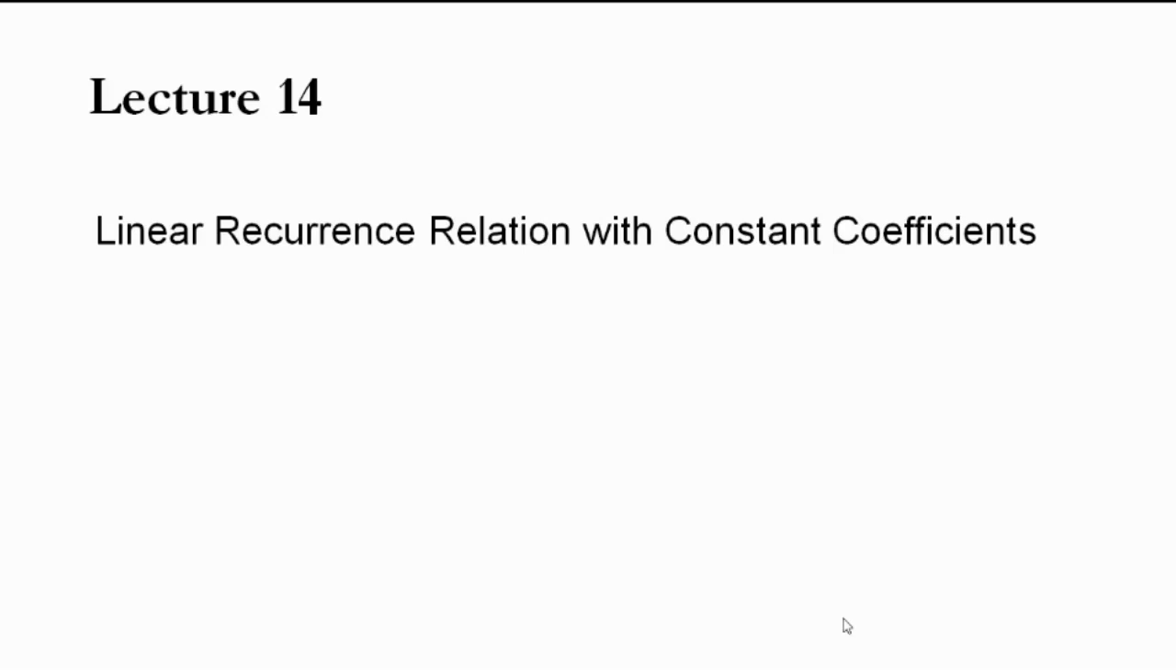Next, we'll move on to the linear recurrence relation with constant coefficients. So, linear recurrence relations. What does linear recurrence mean? For example, factorial is a linear recurrence. 5 factorial means you are going to multiply by 1 minus of the 5.